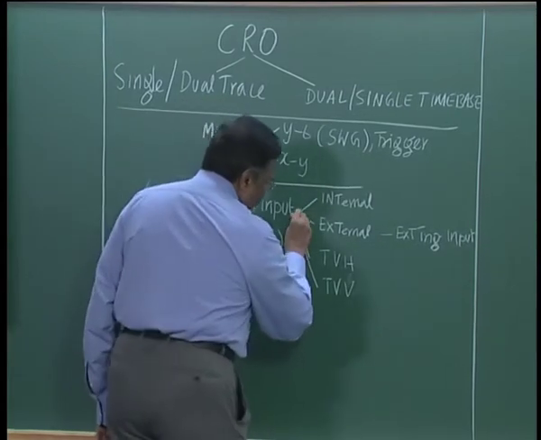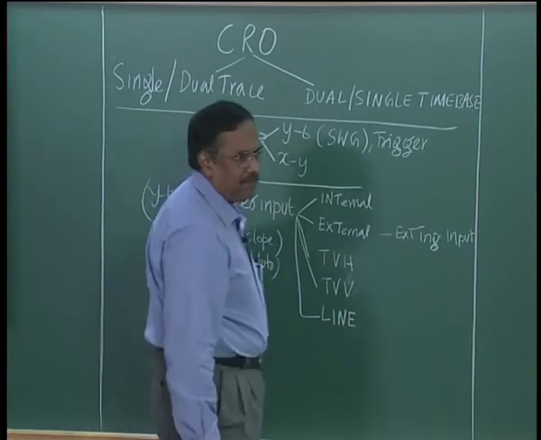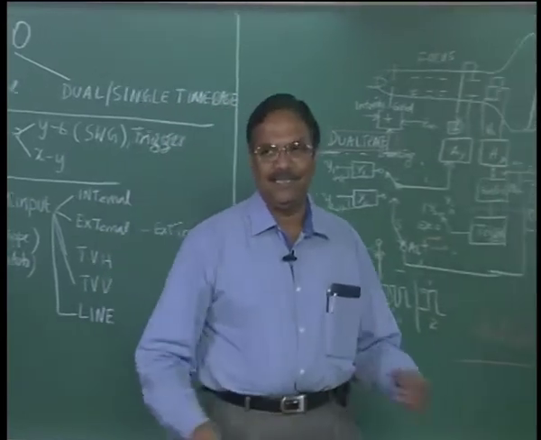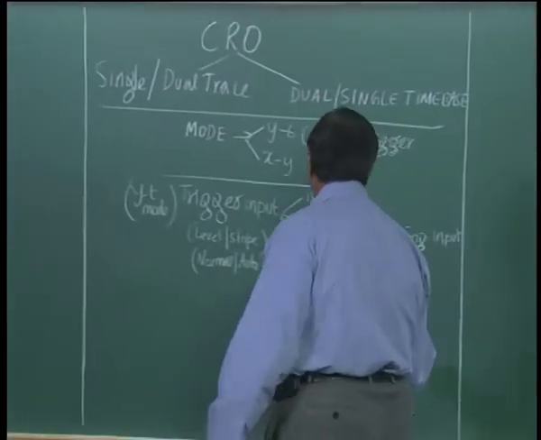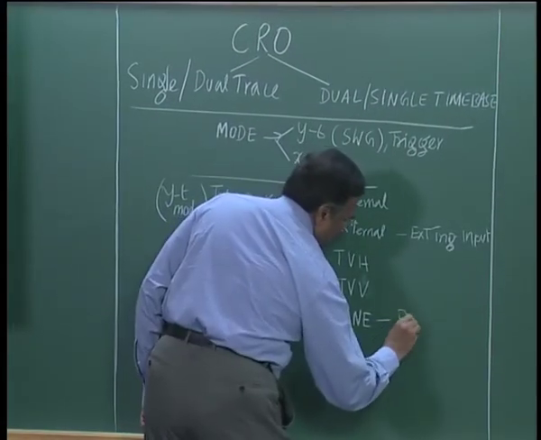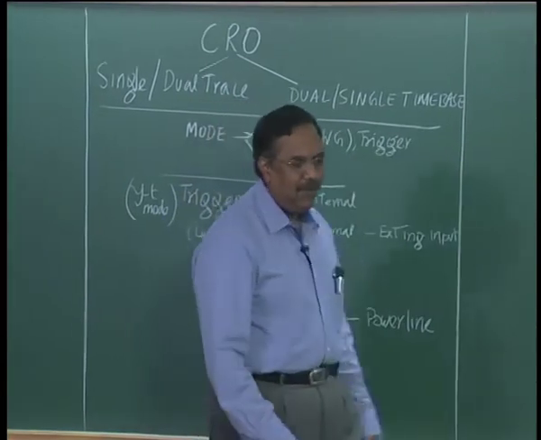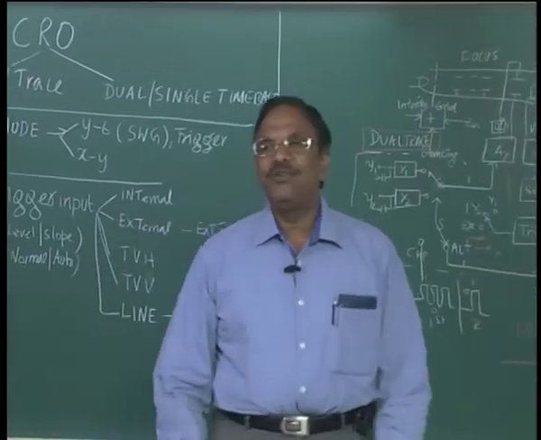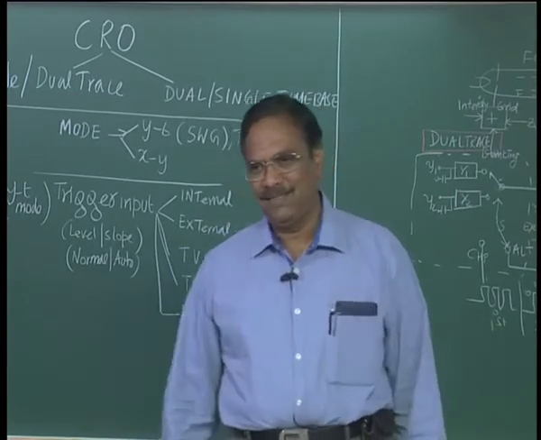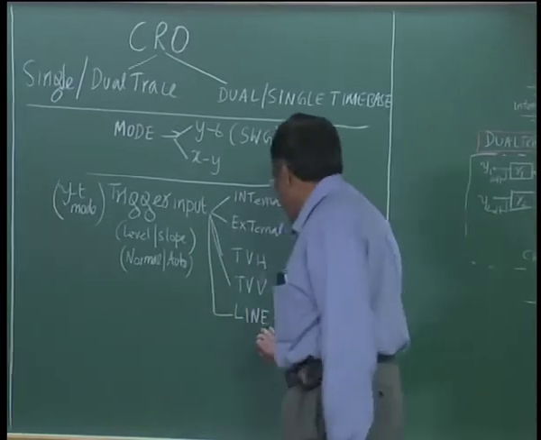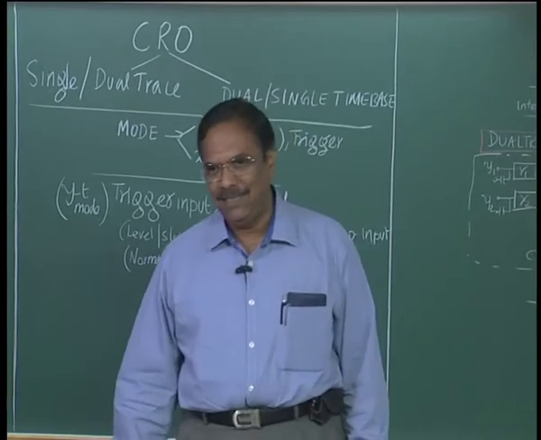You will also see one more mode called line. In the line synchronization mode, the input to the trigger circuit is the power supply, the power line. In India, of course, power frequency is 50 hertz. So, the oscilloscope is automatically made to trigger at 50 hertz. You can choose to trigger and see signals that are related to power line frequency.